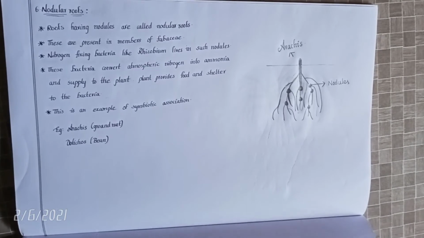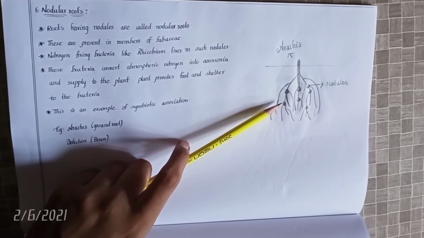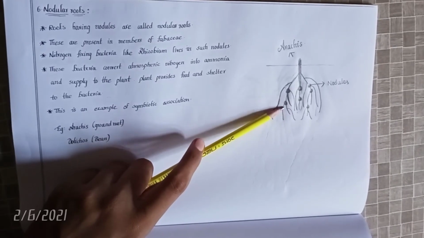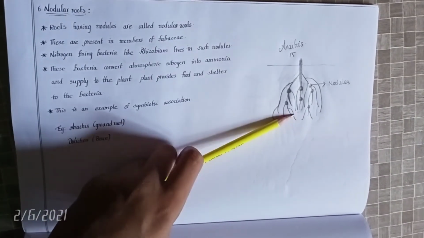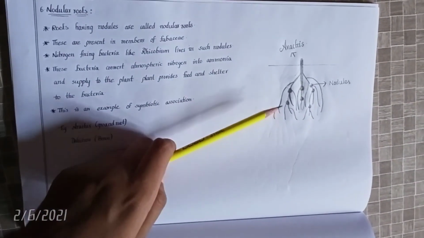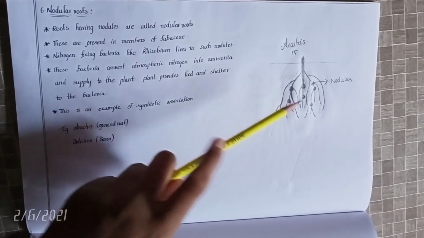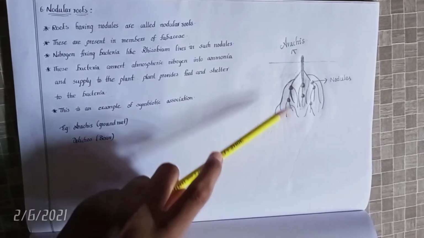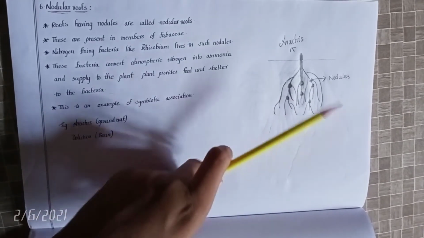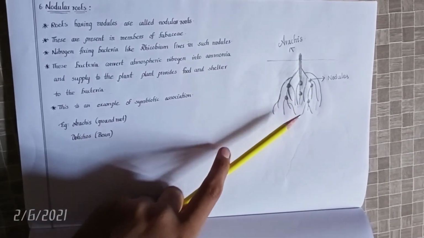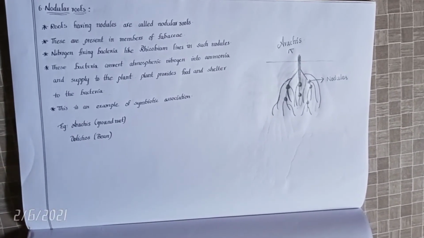in such nodules. These bacteria will convert the atmospheric nitrogen into ammonia. How they convert that atmospheric nitrogen into ammonia and supply it to the plant: the plant wants the ammonia to grow more, and the plant again provides the shelter and food for the bacteria, and they are helping each other. This process is called symbiotic process, and the association between the plant and the bacteria is called symbiotic association.